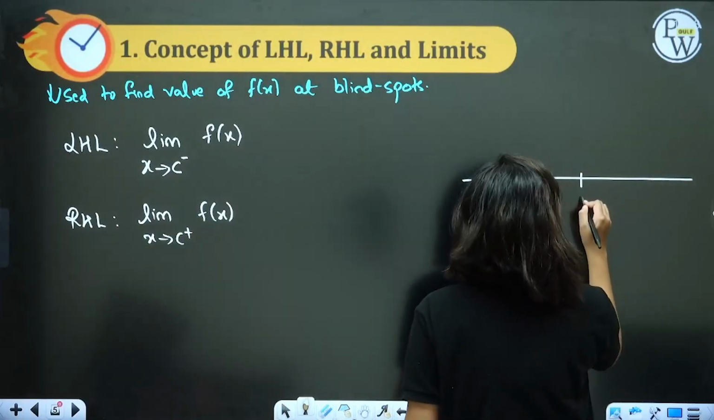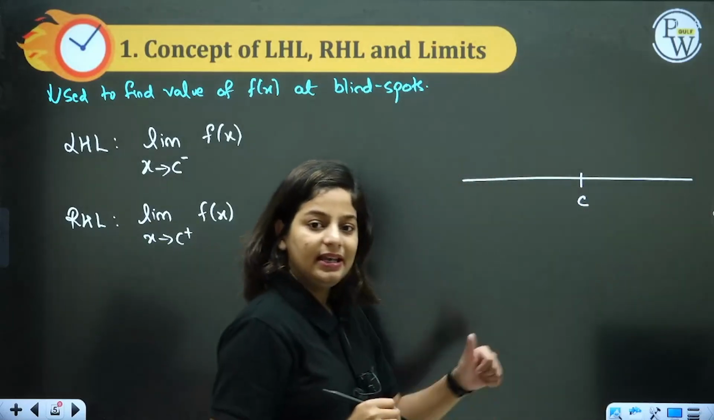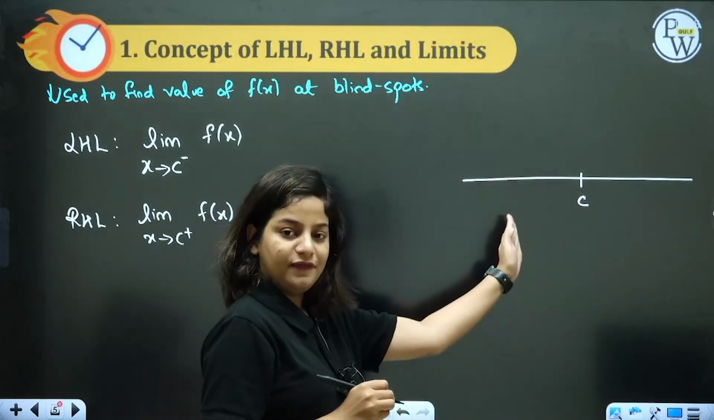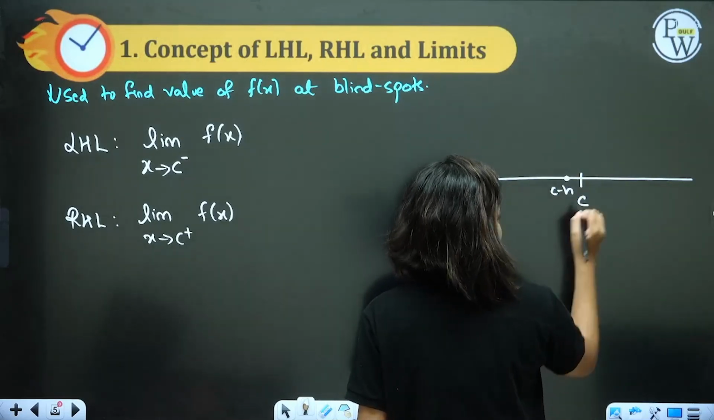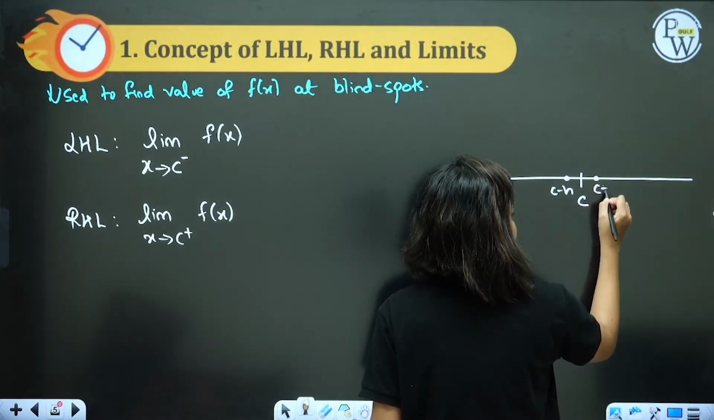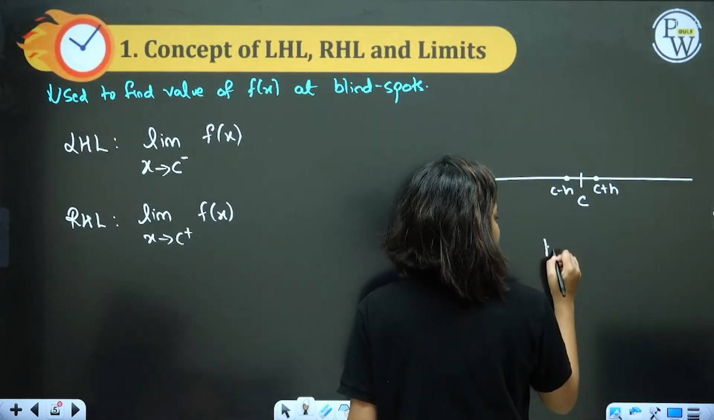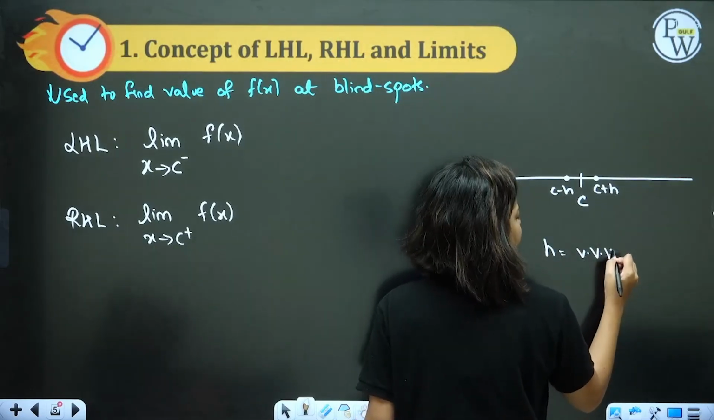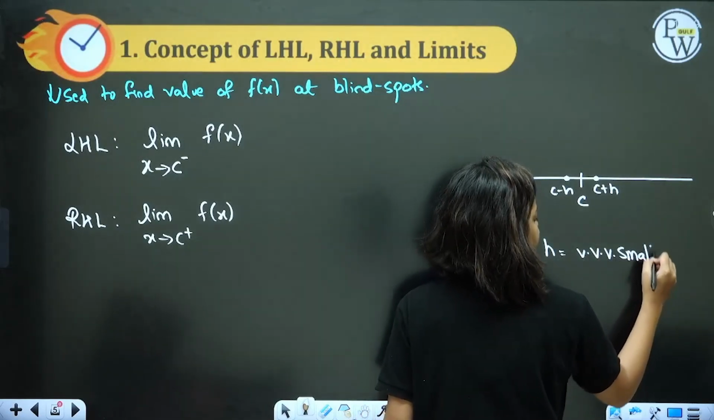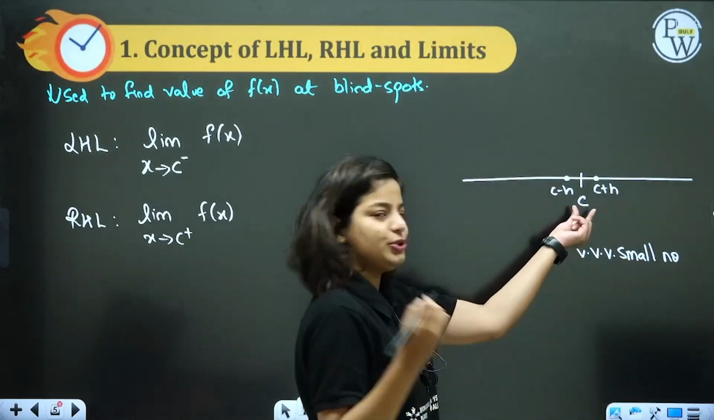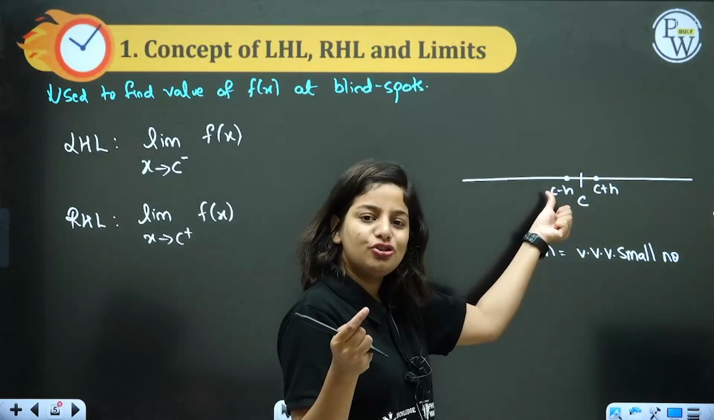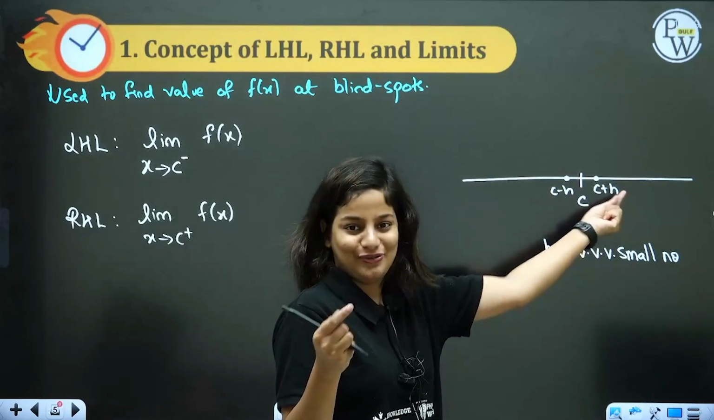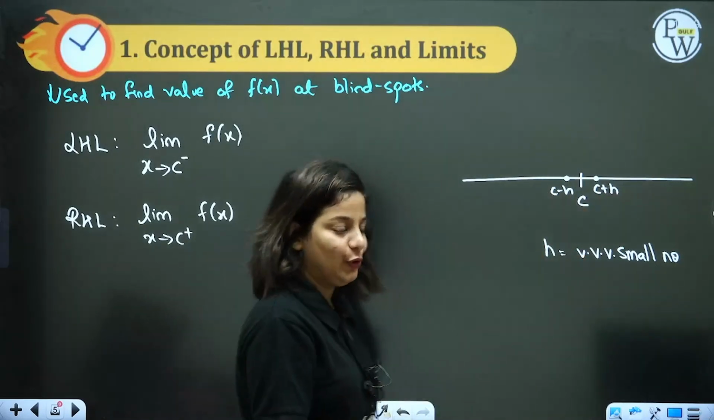There is a point c. Left hand limit means on the left of c. Let's say the point on the left of c is c minus h, and the point on the right of c is c plus h. Here h is a very, very small number. Suppose c is 2 and h is 0.001, then 2 minus 0.001 and 2 plus 0.001 are in the neighborhood of 2.